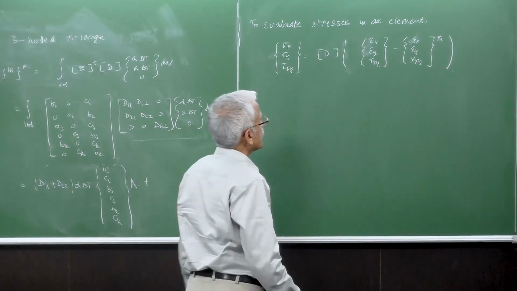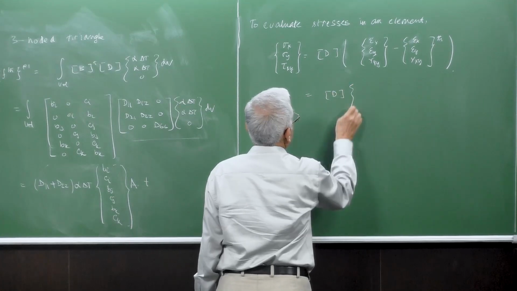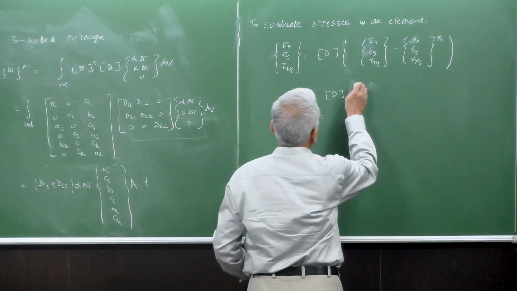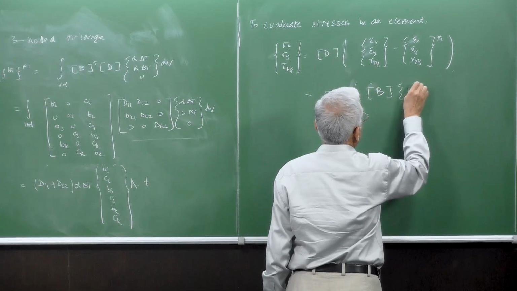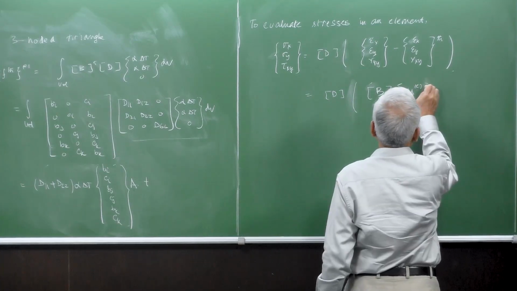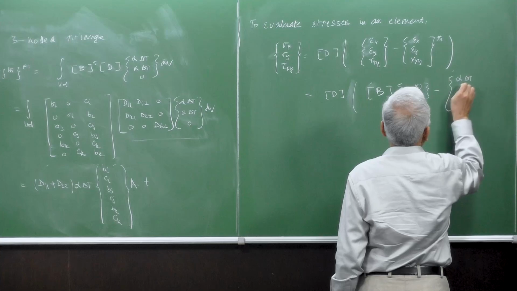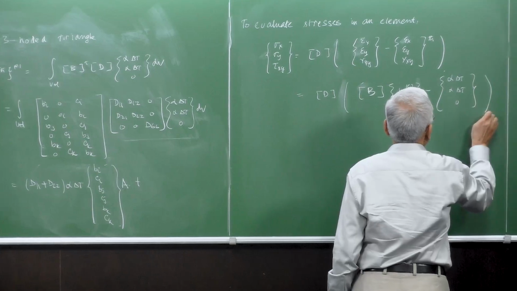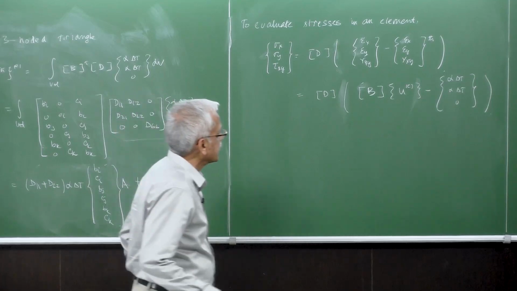So this is the equation for that, and this is nothing but, as usual, epsilon, that is B times the total displacements, minus this, which is alpha delta t. So this is how we evaluate the stresses in the element.